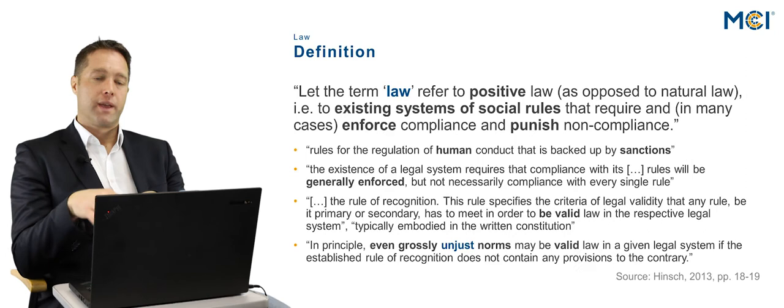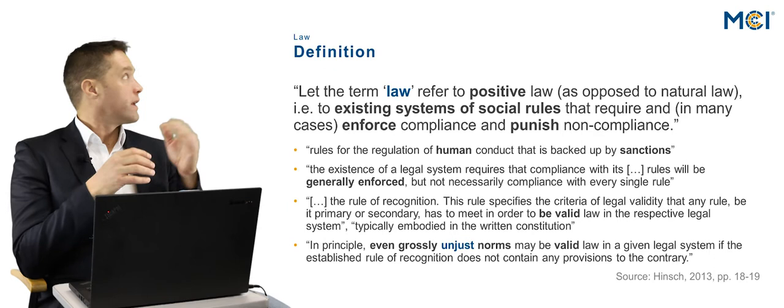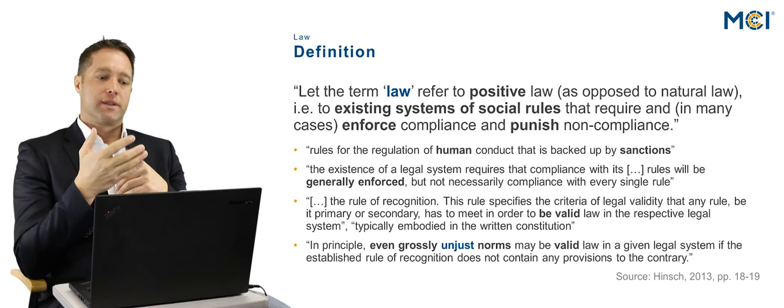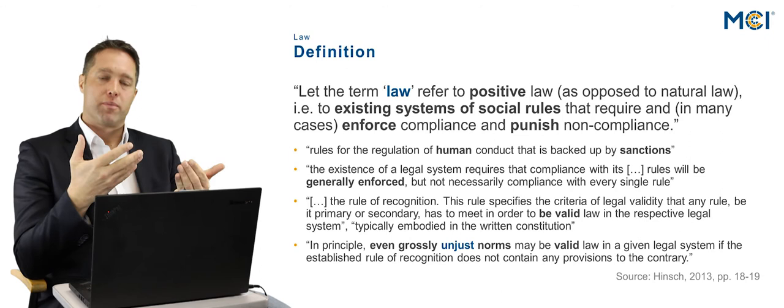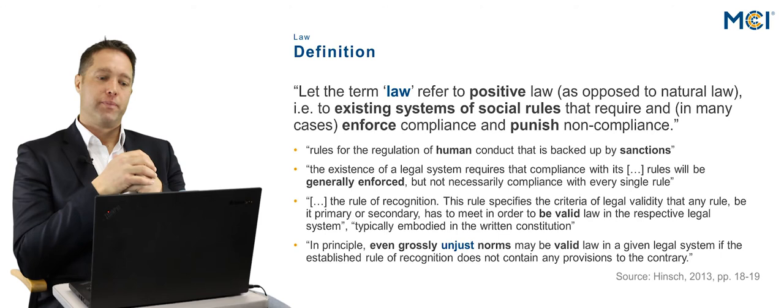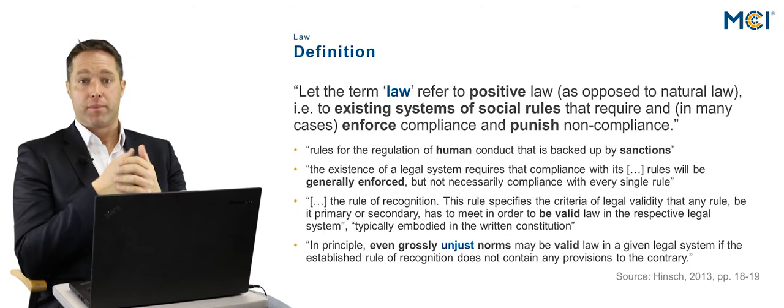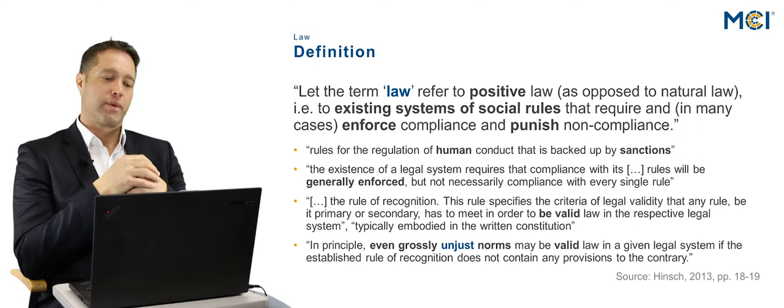What's the definition of law, or let's say one definition of law? As you can see, this one definition refers to positive law as opposed to natural law. That is an existing system of social rules which can be enforced and where non-compliance can be punished. So, as we can see in the details of this definition, we have rules which regulate human behavior and which can be backed up by sanctions in case of non-compliance.